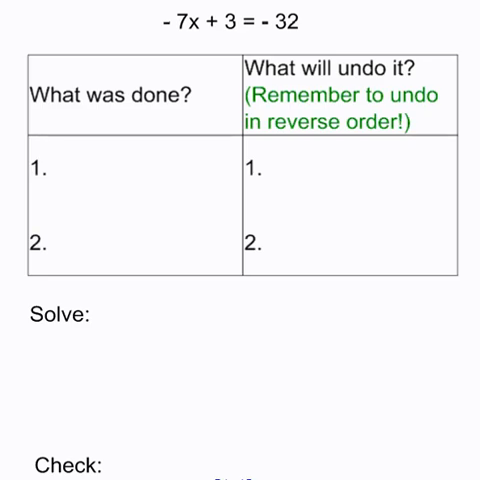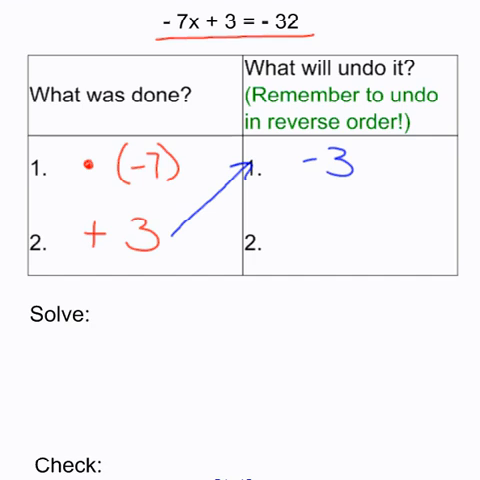Okay, so here's a two-step one. Negative 7x plus 3 equals negative 32. So we look at what was done to the x. The first thing is we multiply by negative 7, and then we added 3. It's another place where people get confused sometimes. Remember that what you do is do the opposite operations in the opposite order. So this plus 3 goes up here and becomes a minus 3, and then the times negative 7 becomes a divided by negative 7.